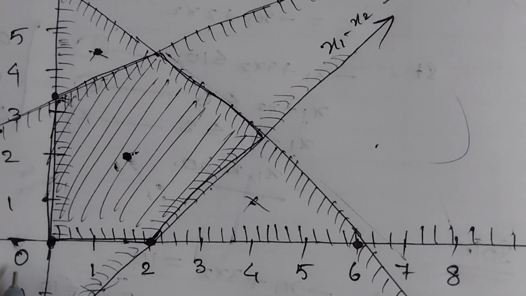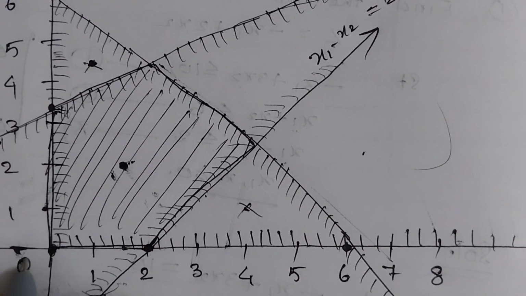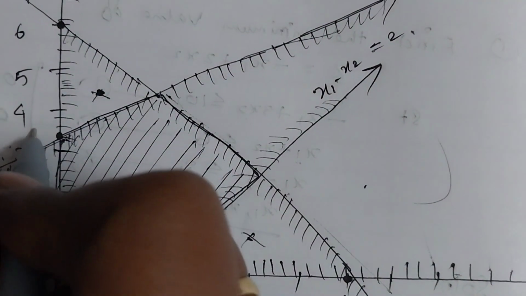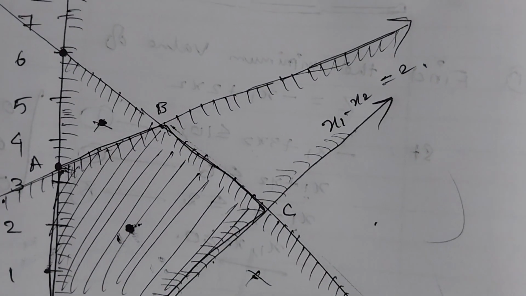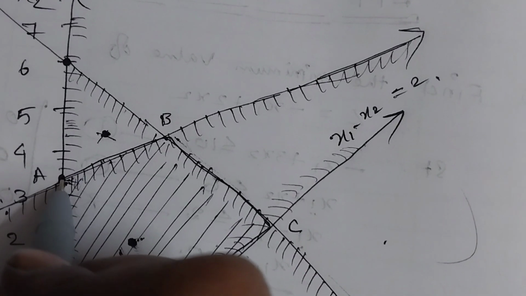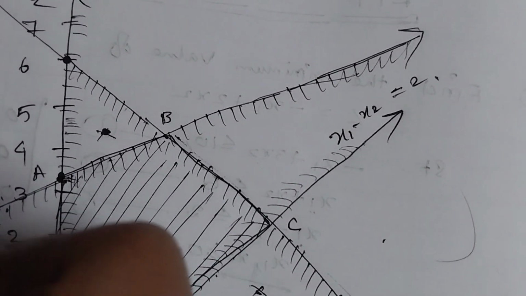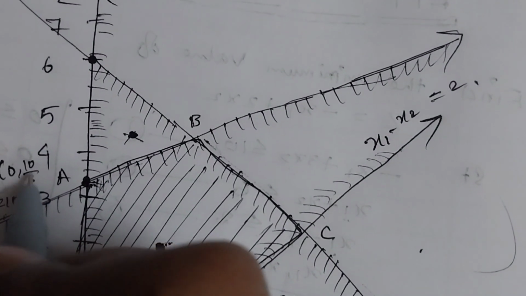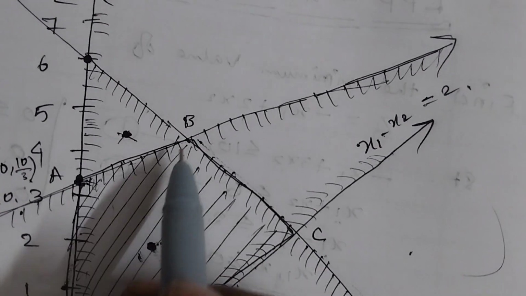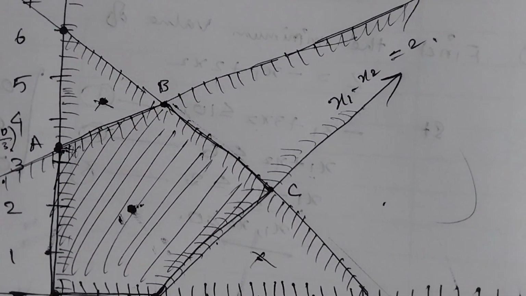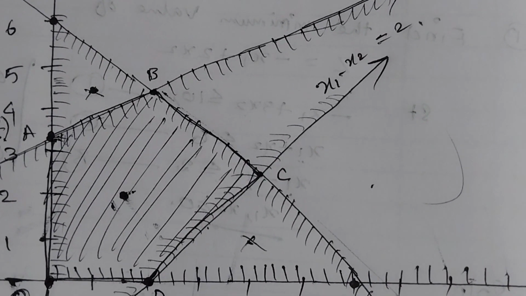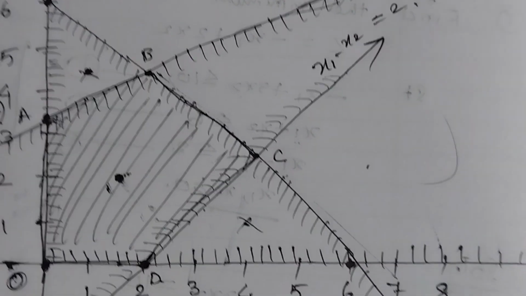So I put some names. This is the origin, so I make this O. This is A, B, C and D. So I know the point A. A is nothing but 0, 10 by 3. B I don't know. C I don't know. And D I know, which is 2, 0.